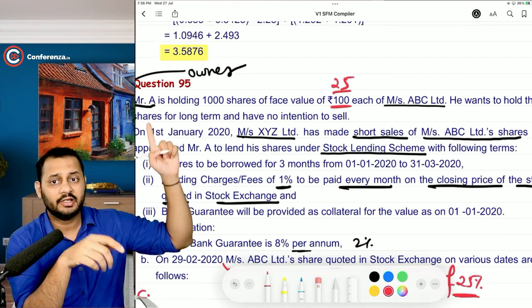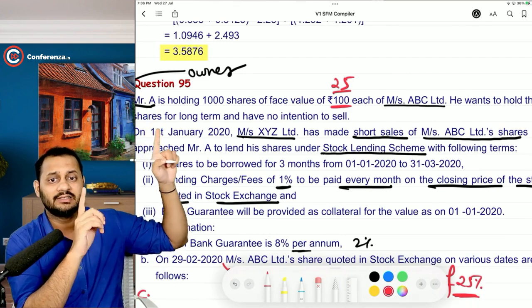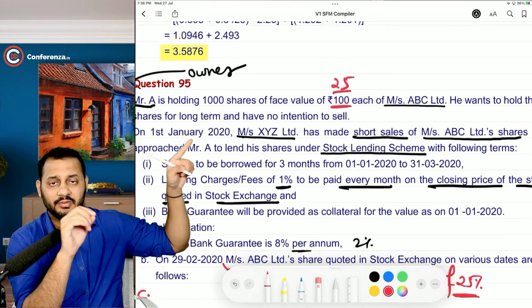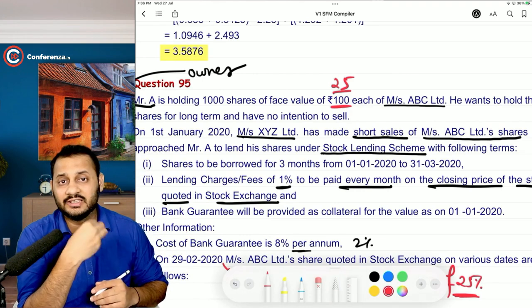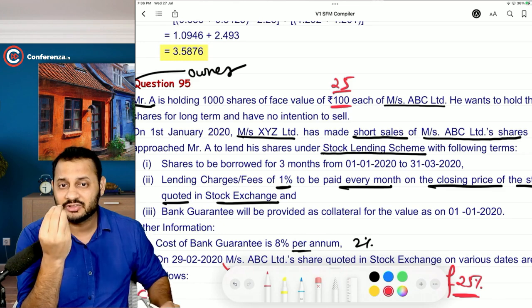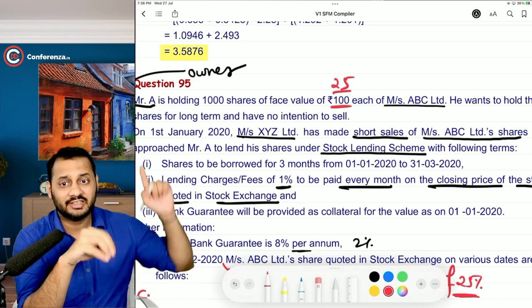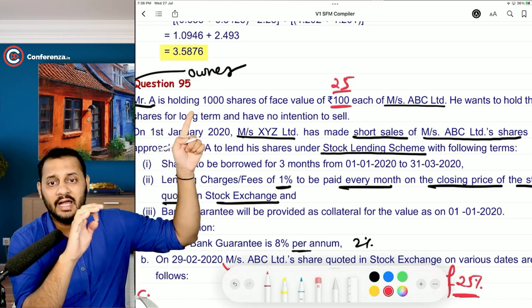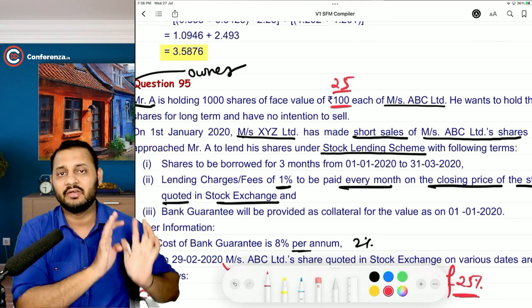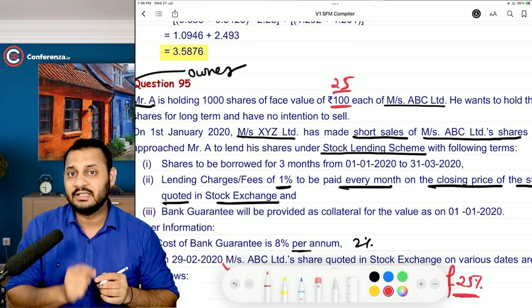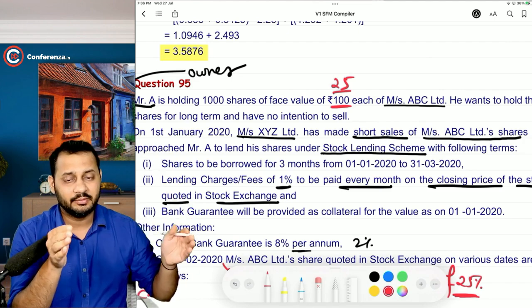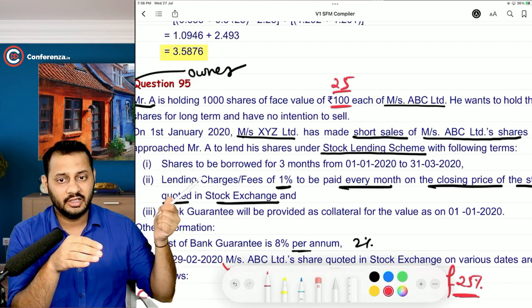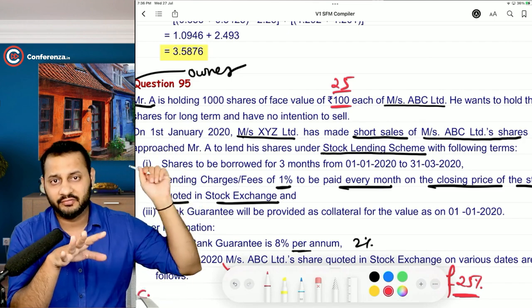That is also an income of Mr. A. Although he has given his shares, that does not mean he has not the right to receive the dividend. He is still the owner of those shares and he has the right to receive that 25 rupees. He will get that 25 as an income. So there will be two types of income to Mr. A during this 3 months period. First is the lending charges and the second one is the dividend.